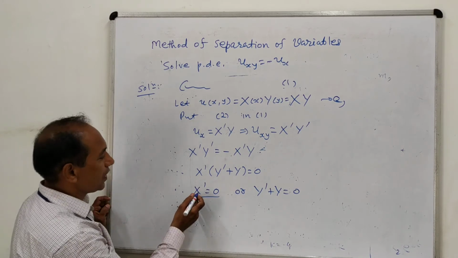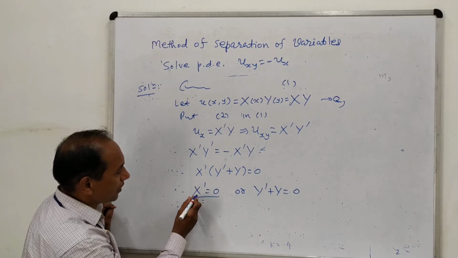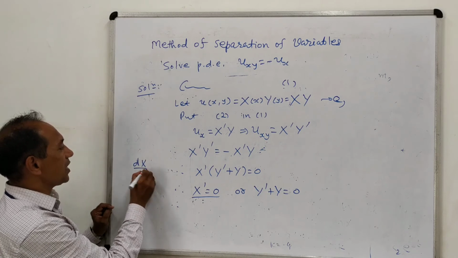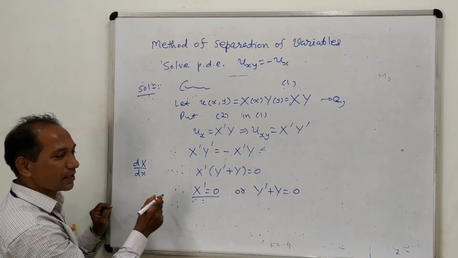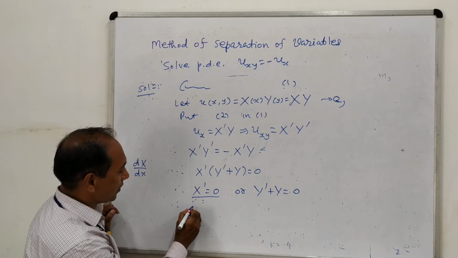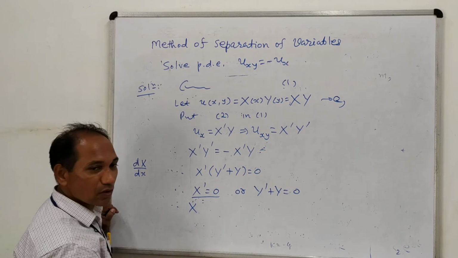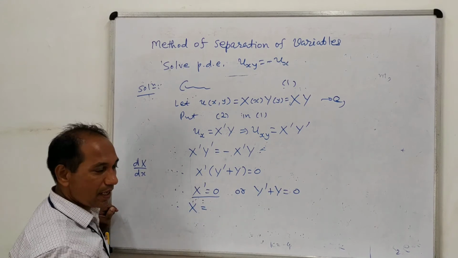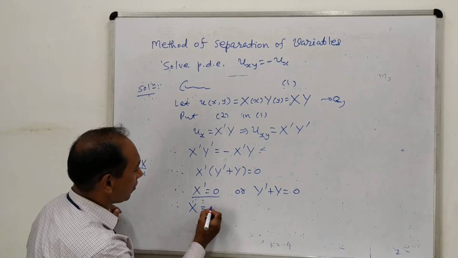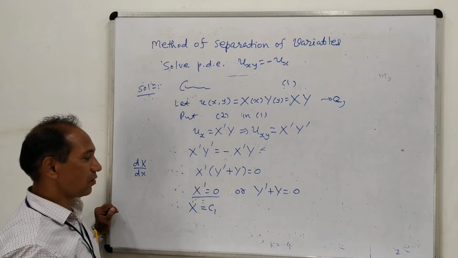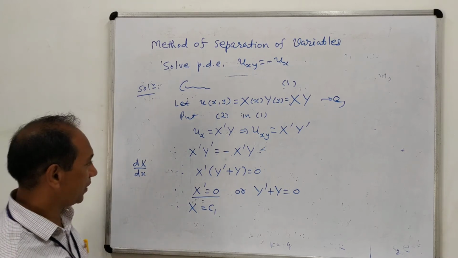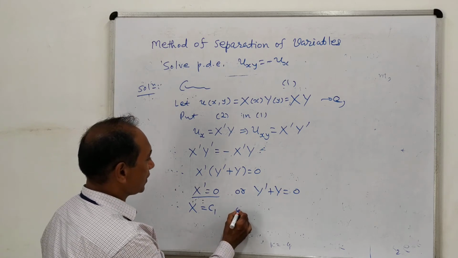Its solution requires integration with respect to small x, because X dash means d capital X by dx, the derivative with respect to small x. So we need to integrate this one. When we integrate with respect to small x, this derivative will be removed and we get only capital X. And integration of 0 is 0, but we need to put some arbitrary constant here, 0 plus c1, that means c1. So the solution of this one is obtained.